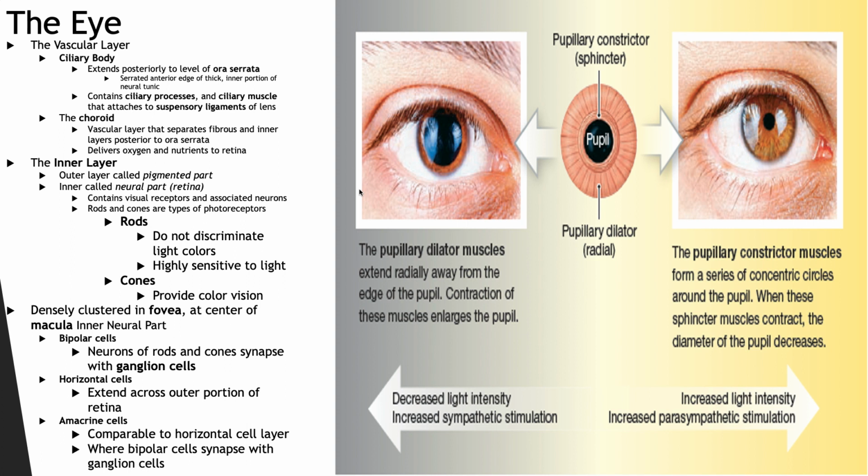The fovea is the site of the sharpest vision. When you look directly at an object, its image falls on this portion of the retina. An imaginary line drawn from the center of that object through the center of the lens to the fovea establishes the visual axis of the eye.